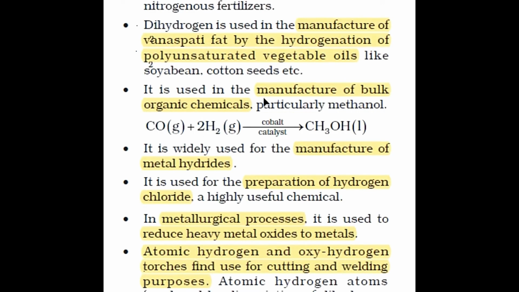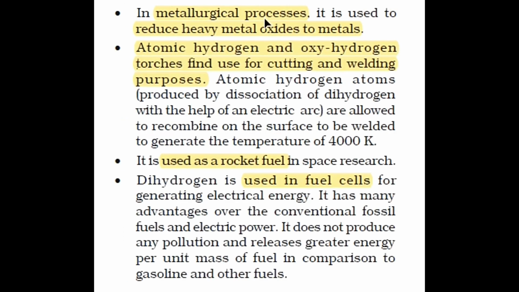It is used in manufacture of bulk organic chemicals, particularly methanol. Now this is the important reaction of syngas to produce methanol on a large scale. So CO plus 2H2 in the presence of cobalt catalyst or copper zinc oxide Fe2O3 catalyst forms methanol, that is CH3OH. It is widely used for the manufacture of metal hydrides. Used for the preparation of hydrogen chloride, a highly useful laboratory chemical. In metallurgical processes, it's used to reduce heavy metal oxides to metals, and this is the reaction we have already studied. Atomic hydrogen and oxyhydrogen torches find use for cutting and welding purposes.